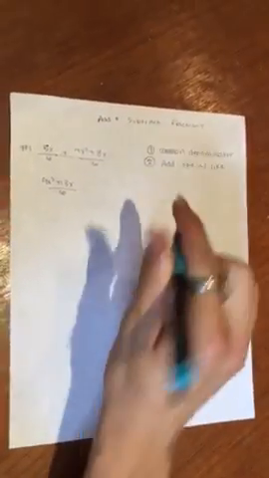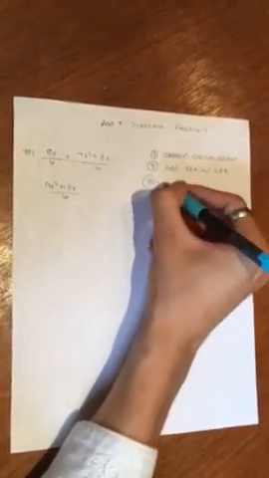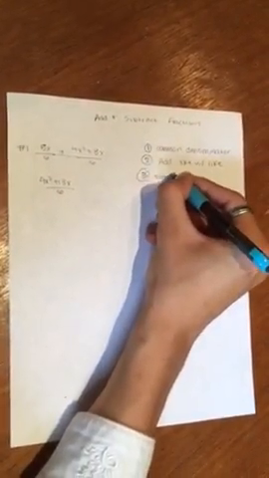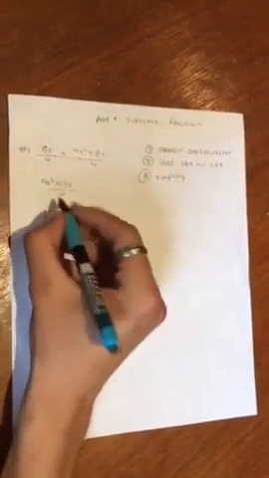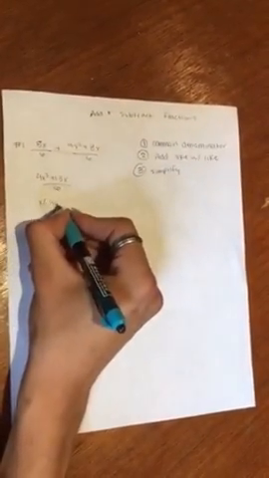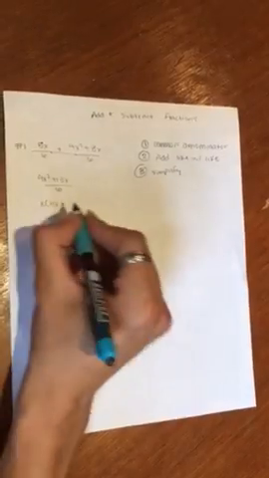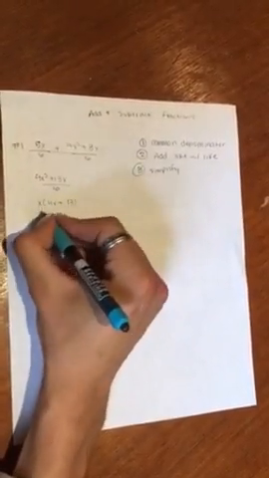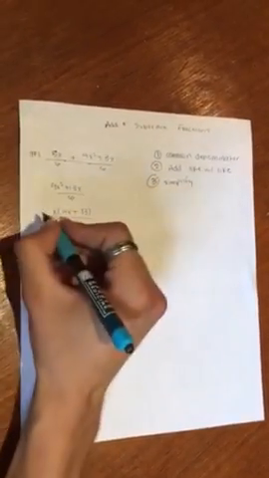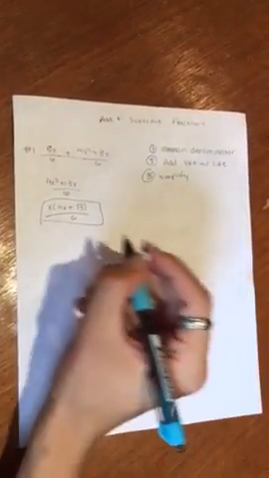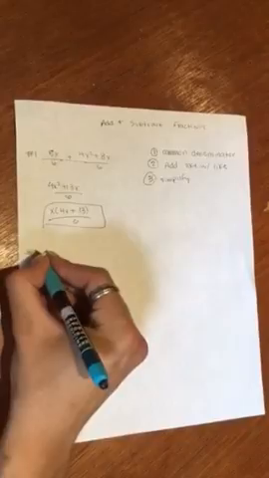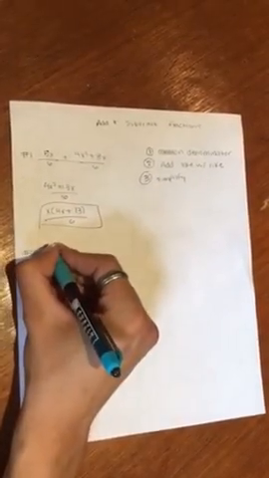And then the last step is to simplify. And for this, you can take out an x. So you have x times (4x plus 13) over 6. And that's going to be the answer to the first problem. Let's try another one kind of like that.